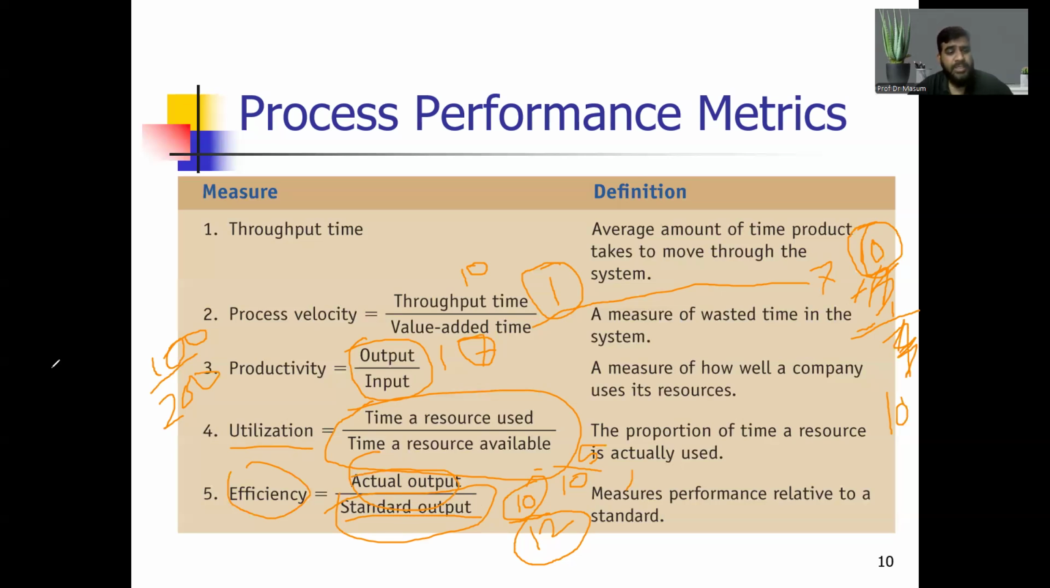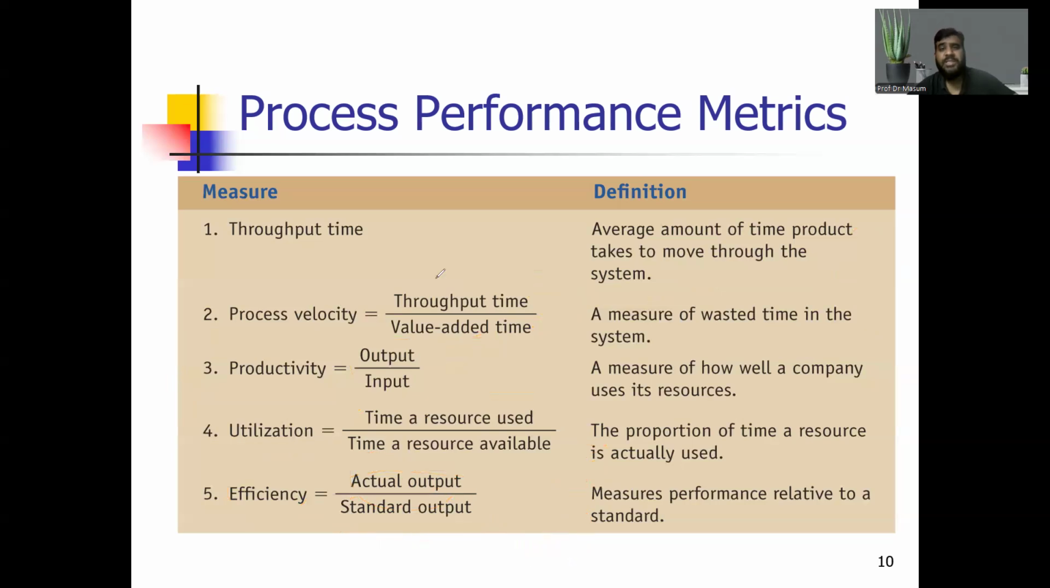So these are the process metrics you can use to measure the process performance. Are you getting what is throughput time? What is process velocity? What is productivity? What is utilization? And what is efficiency? This is also the components of the operations analytics. We are doing some operations analytics. That's why the lecture that we are uploading for your future, we renamed it as operations analytics. All right.